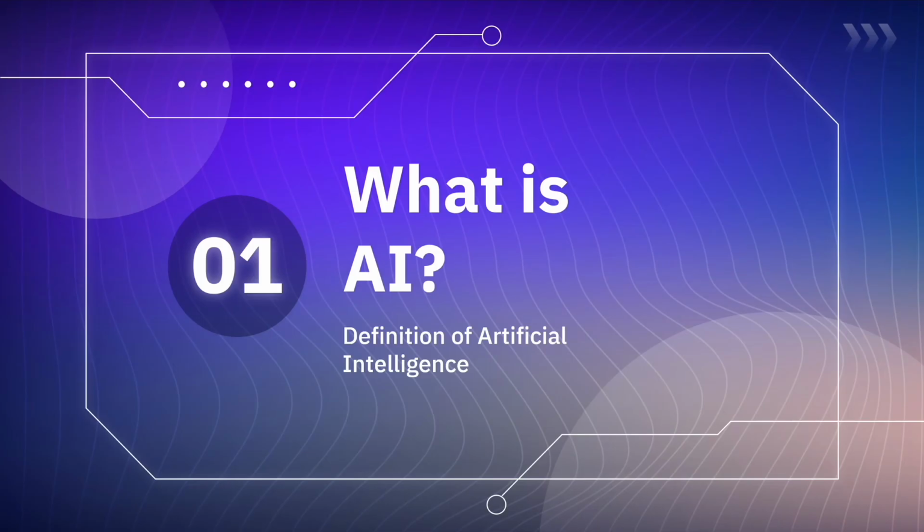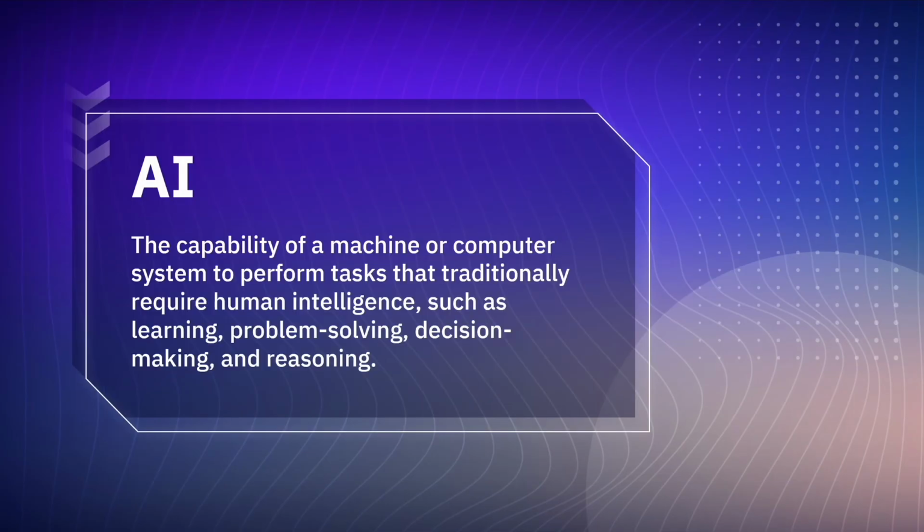What is AI? Here I have a very neat definition: the capability of a machine or computer system to perform tasks that traditionally require human intelligence, such as learning, problem solving, decision making, and reasoning. Now, this might be a neat definition, but let's throw it away for now and try to understand what that means. So it's basically like a person, right? It is not a person, it is a computer or a machine that attempts to imitate. It works similarly to how a person might work.